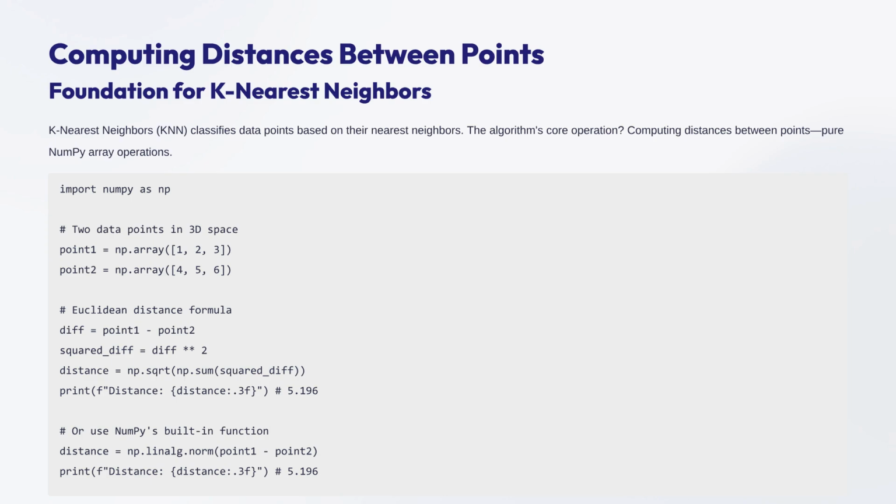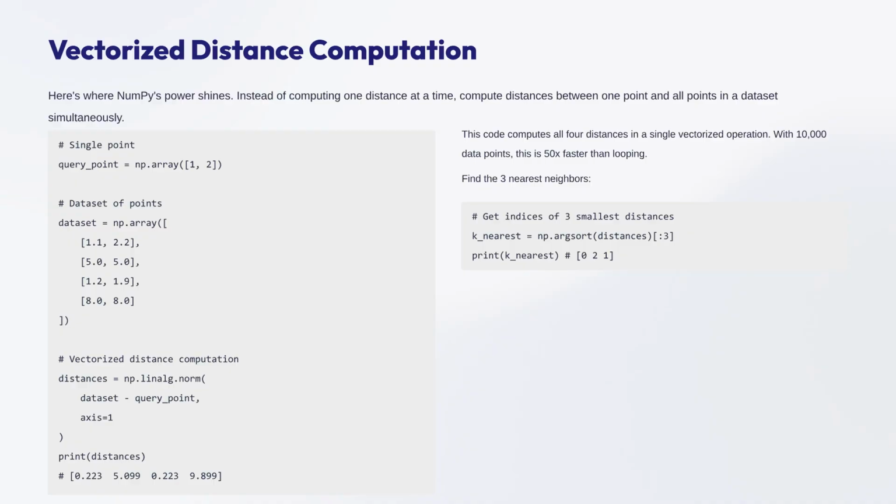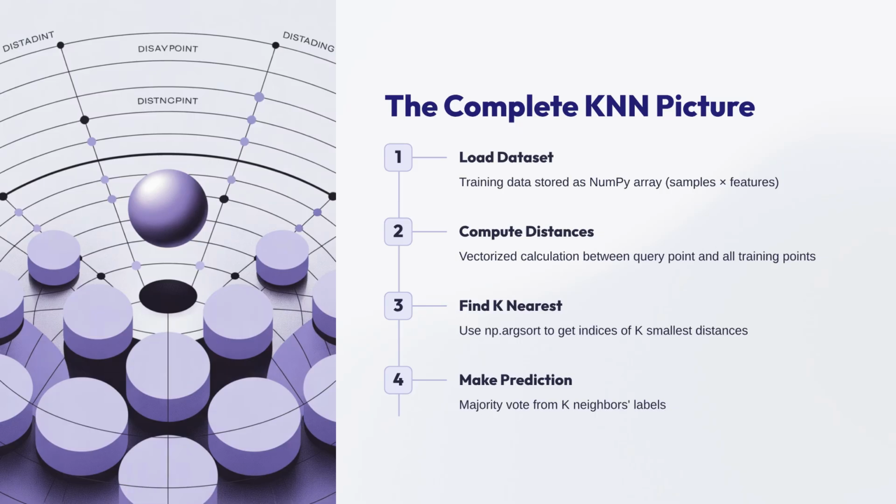Computing distances between points is the core of algorithms like k-nearest neighbors. We can calculate Euclidean distance using element-wise subtraction, squaring, summing, and taking the square root, or simply use np.linalg.norm. NumPy allows vectorized distance computation between one point and an entire dataset simultaneously. Using axis=1 ensures the distance is calculated row-wise, which is significantly faster than looping. The complete KNN process involves loading the dataset, using vectorized computation for all distances, finding the k-nearest neighbors using np.argsort, and finally making a prediction based on the majority label.